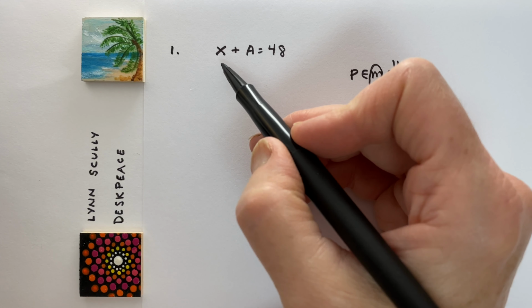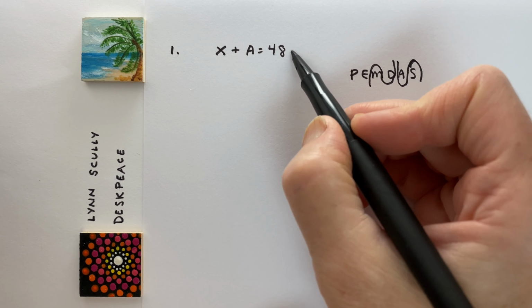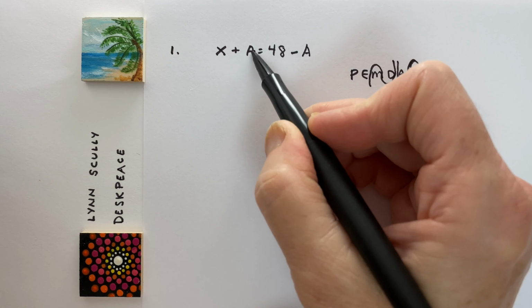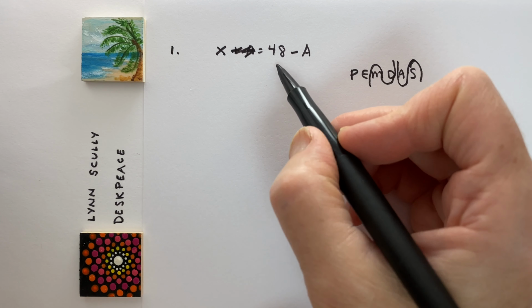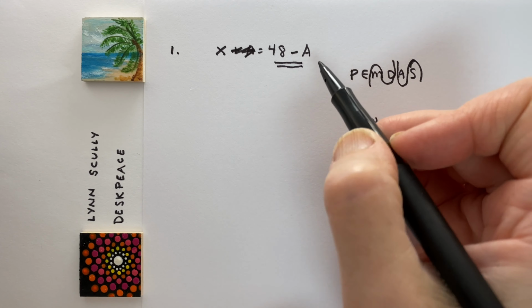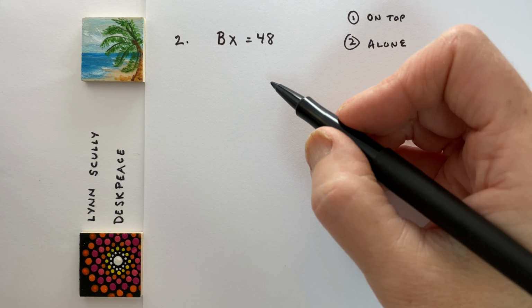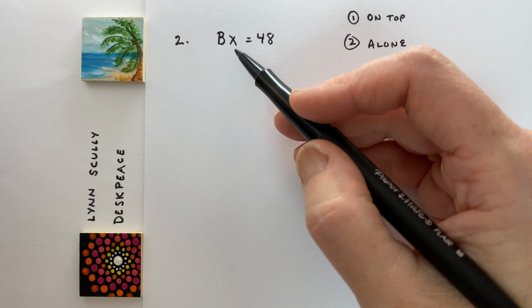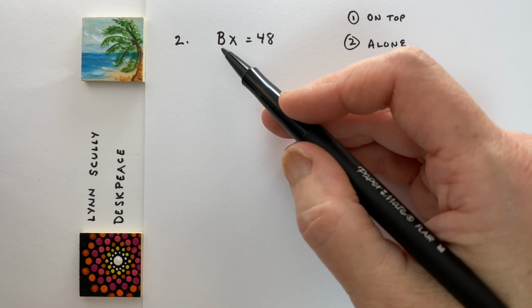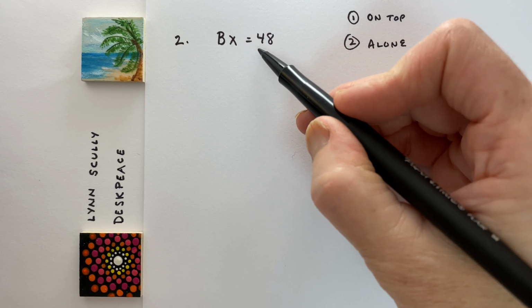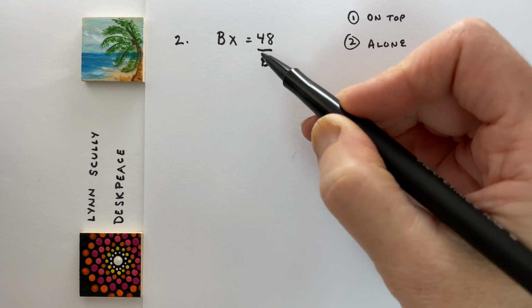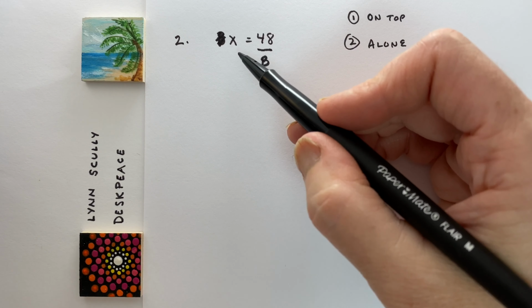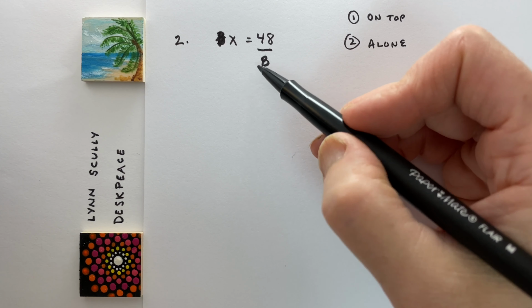I want to get it alone. A is attached by addition, move it by subtraction to the other side of the equal sign, and I'm done. X equals 48 minus a. So you're going to see I'm going to build how we're going to solve these. So this one, I have bx equals 48. I want to get x alone. B is attached by multiplication. Its partner is division. Move it by division to the other side of the equal sign. My x is alone. X equals 48 over b.